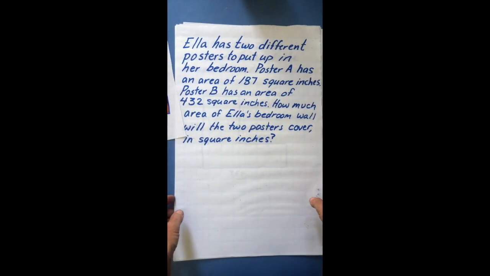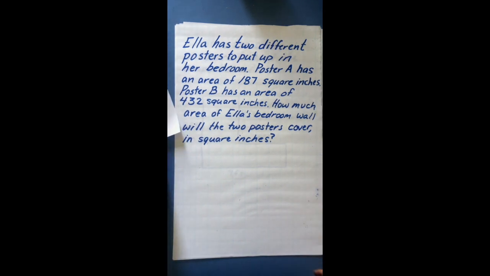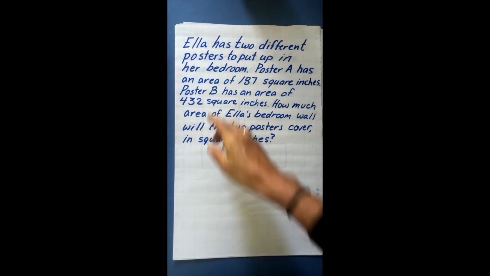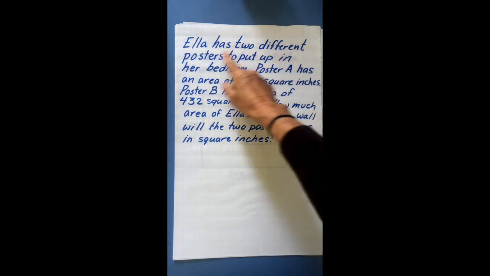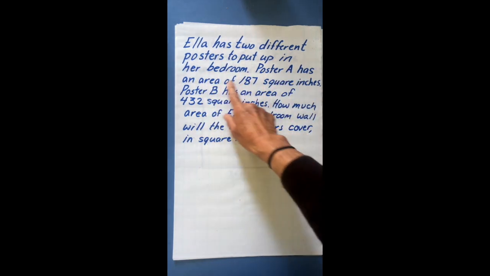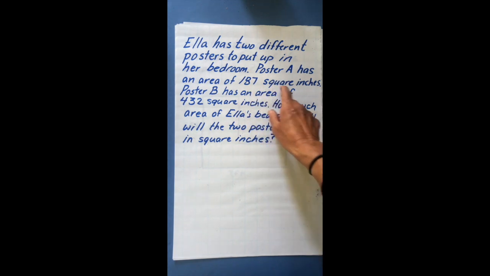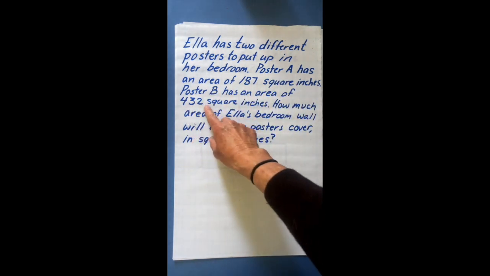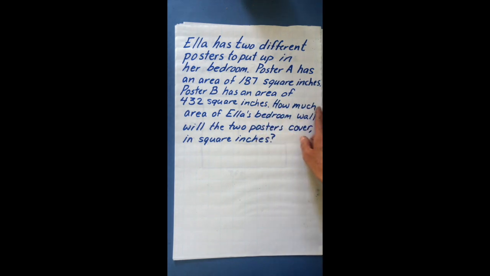Next question. Now this is a long question. It's slightly frightening. So let's read it and let's look for clues. And maybe we'll even draw a picture. It says Ella has 2 different posters to put up in her bedroom. Poster A has an area of 187 square inches, and poster B has an area of 432 square inches. How much area of Ella's bedroom wall will the 2 posters cover?